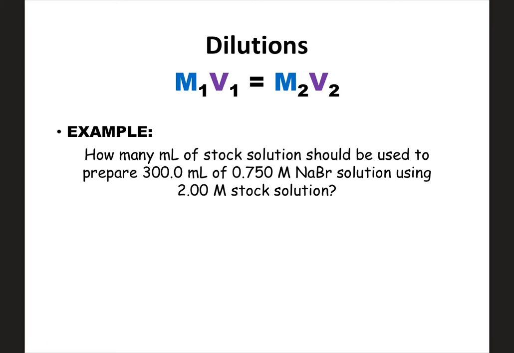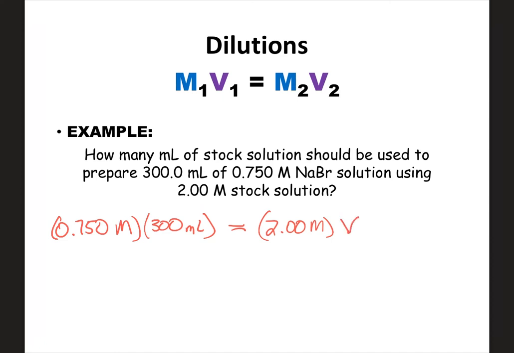I have to use MV equals MV. Pick a molarity and start. The first molarity I see is the 0.750 molar. The volume that goes with that, it tells me I'm trying to prepare 300 milliliters of that. I'm going to set that equal to my other molarity, the 2.00 molar. I want to know how many milliliters I should be using of the 2 molar to prepare 300 milliliters at 0.750 molar.